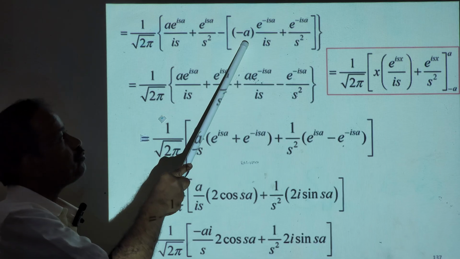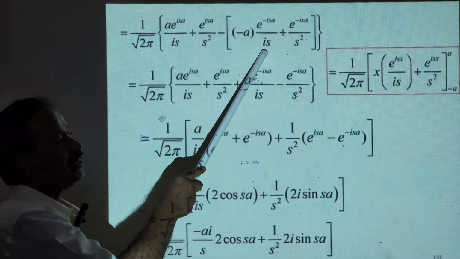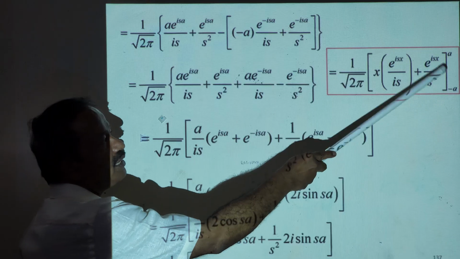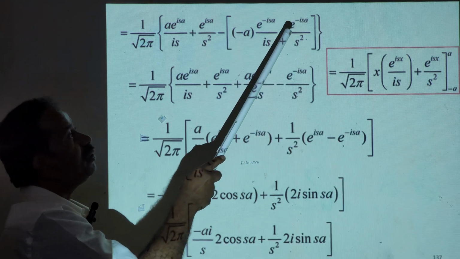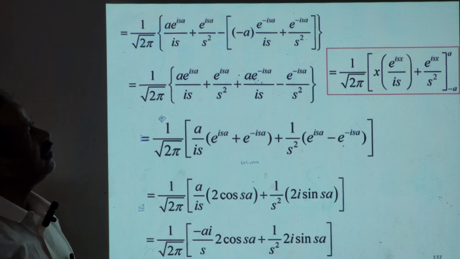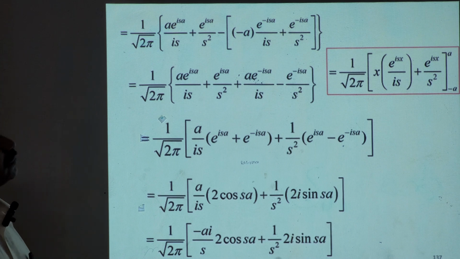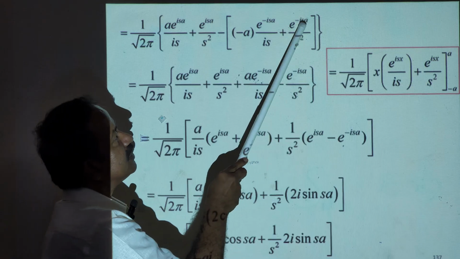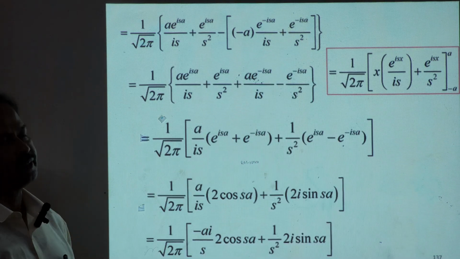See, minus a, e power isa divided by is. Now substituting the lower limit will give you minus a. Already minus is there, so e power plus isa, see, plus isa. So substituting the lower limit will give you e power minus isa, see, e power minus isa divided by s squared.